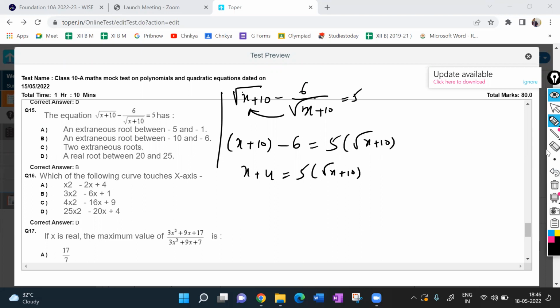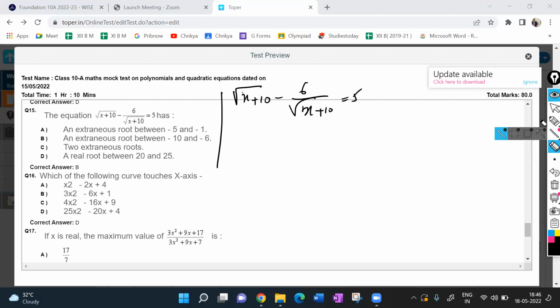See guys, I'll tell you one logic here. Instead of doing this, we can go with one more logic. I got a wonderful logic here. Tell me, can I multiply with something on both sides? What should I multiply on both sides to get rid of this root? On the left hand side, to remove that particular root, what should I multiply with on both sides?